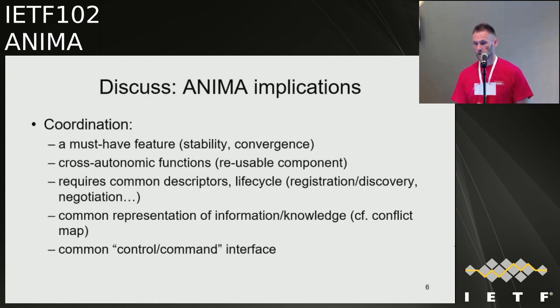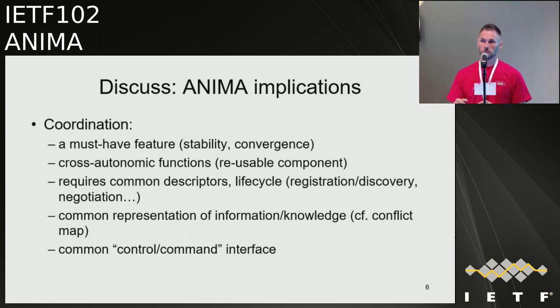Next slide, please. So what we want to discuss here in ANIMA is the implication of this coordination concept and the services that could be proposed. We think it's important from an operational point of view to manage this coordination in order to ensure the stability and the convergence of the network operation. It's a problem that is not at the scale of one autonomic function, it's cross-autonomic function, so it should be a reusable component. We also require a set of common descriptors. The functions should express the parameters and the metrics in a common way, so that these coordination services can arbitrate and operate over common descriptors and have this life cycle also.